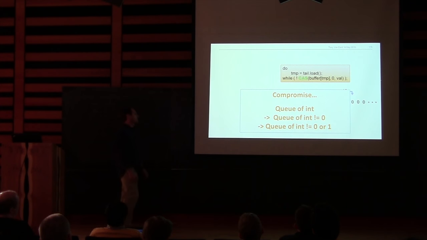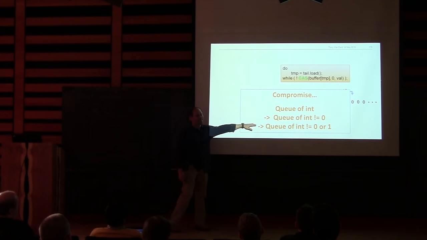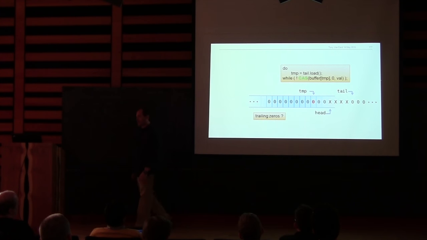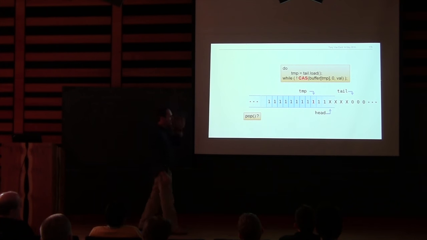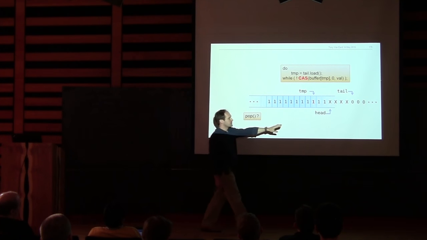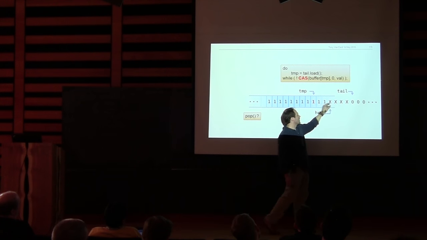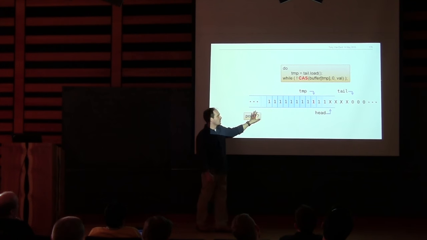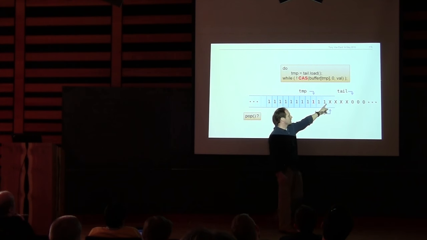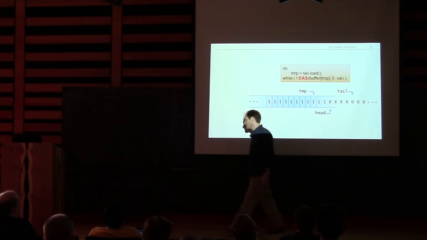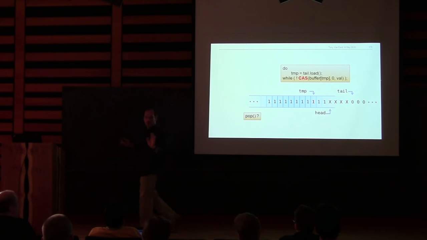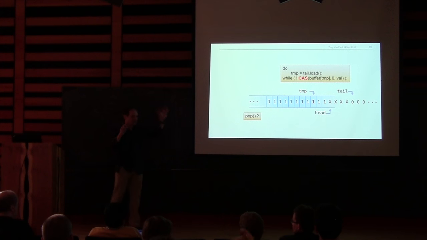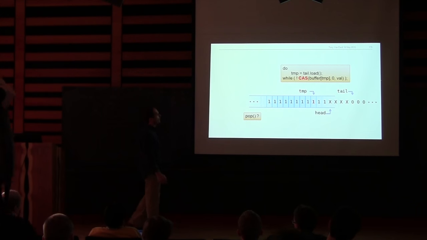So, you know what? Let's compromise. We'll put ones in there, right? So now I can tell the difference between nothing's ever been here, and things are gone. And now looking at the thing, I can see where head and tail is very clearly just by looking at the buffer. I can't look at all of it at once. I can only look at one spot at a time, but conceptually I could see what's going on.